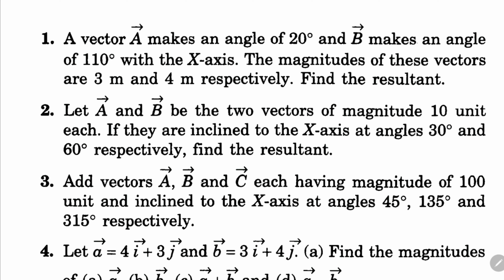In the second one, again we have two vectors having the same magnitude, which is 10. They are inclined with the x-axis at angles of 30 degrees and 60 degrees respectively, that is, A is inclined at 30 degrees and B is inclined at 60 degrees. So we have to find the resultant. This is the solution for question number 2.